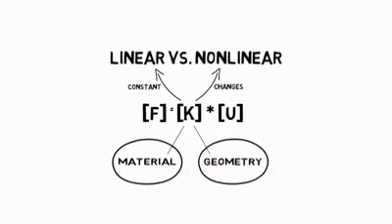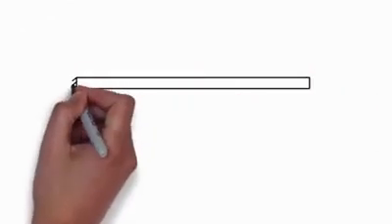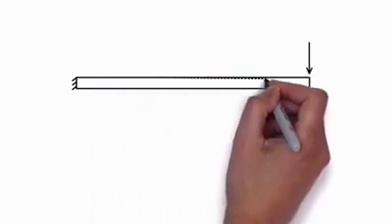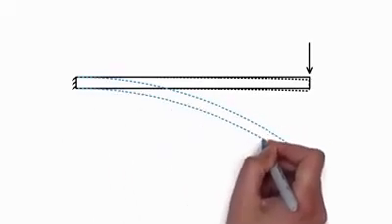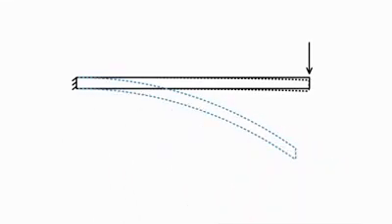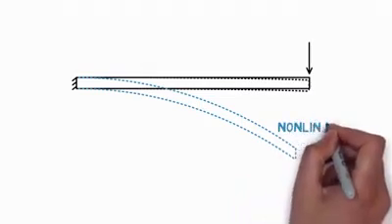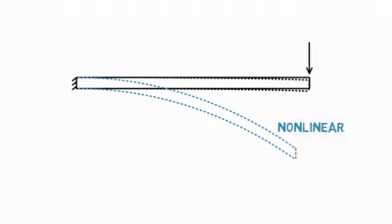The second potential source of nonlinearity is the geometry. In a linear analysis, calculations are based on the initial geometry, and this is valid as long as any change in shape is very small. However, if there is enough deformation to cause a significant change to the stiffness of the part, again, this is a situation for a nonlinear analysis.